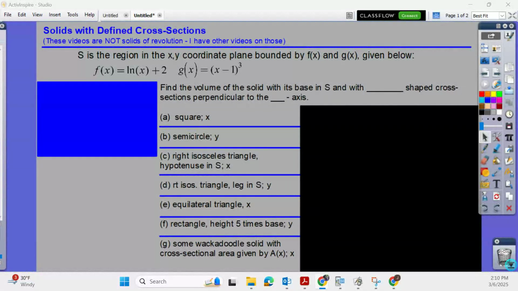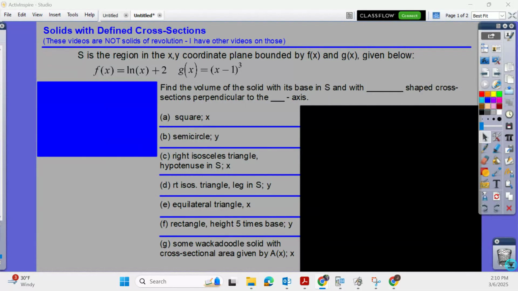In this video today, we're going to look at volumes of solids with certain shaped cross sections. I have a series of videos on solids of revolution. That's different. These videos are not on solids of revolution. I think I'm maybe going to break this into a couple videos. We'll see how it goes.